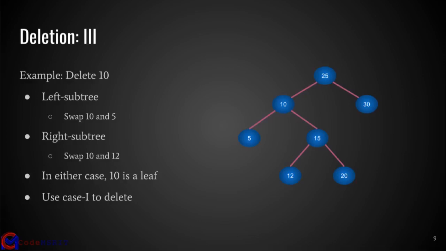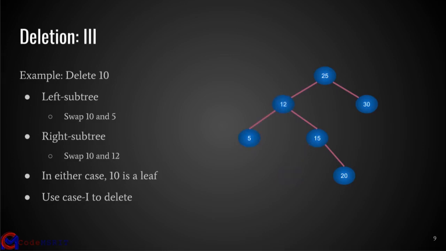10 can be deleted in 2 ways. First, we find the largest in left subtree, which is 5 and swap the value with 10. Now 10 is a leaf and is deleted. If we consider the right subtree, the smallest value in the right subtree of 10 is 12. We swap the contents and 10 is now a leaf and can be deleted.